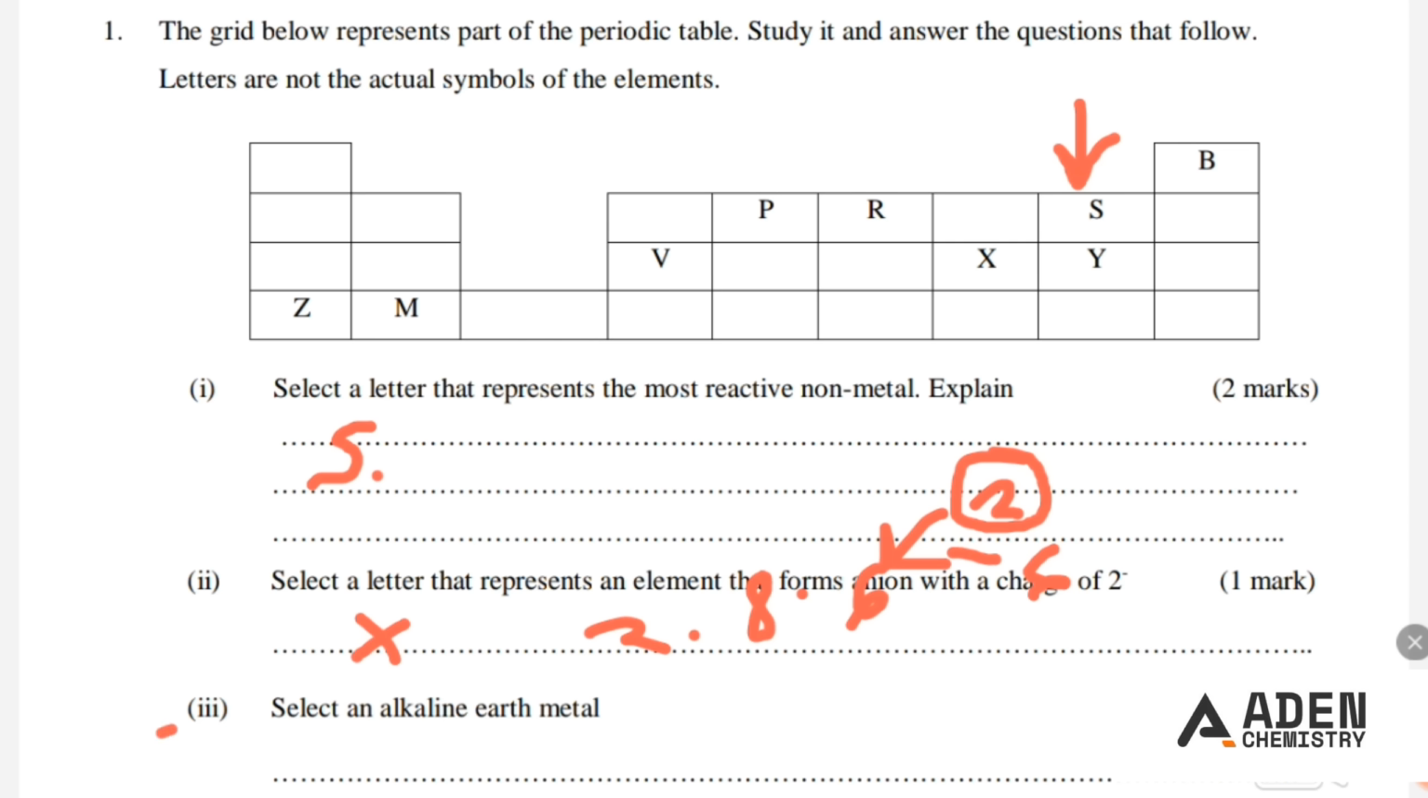So next, Roman 3. We are told select an alkaline earth metal. So what are alkaline earth metal? These are group 2 elements of the periodic table. So when we check, this is group 1, this is group 2. So we have only 1 letter there, and that is letter M. So those are our answers in the first 3 parts. If they could have asked us the alkali metals, we could have said Z. If they could have asked about the noble gases, we are having letter B. If halogens, we are having S and Y. So let's check the answers for the first 3 before we proceed to Roman 4.